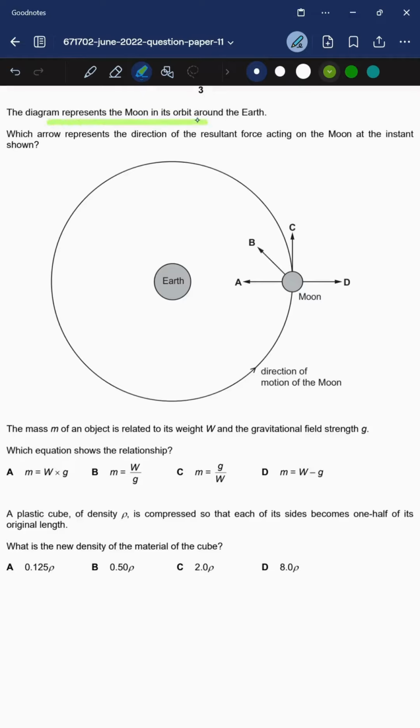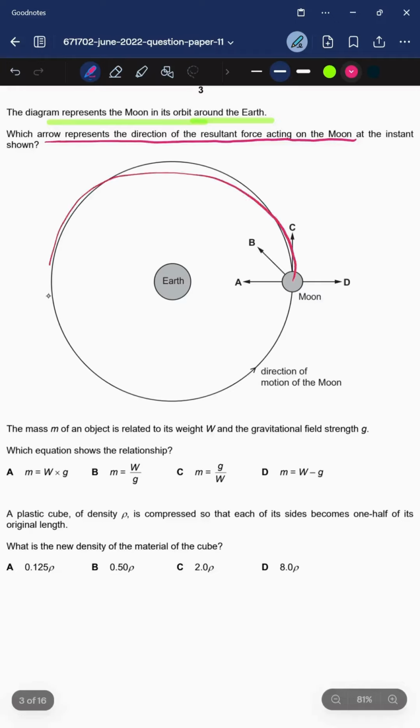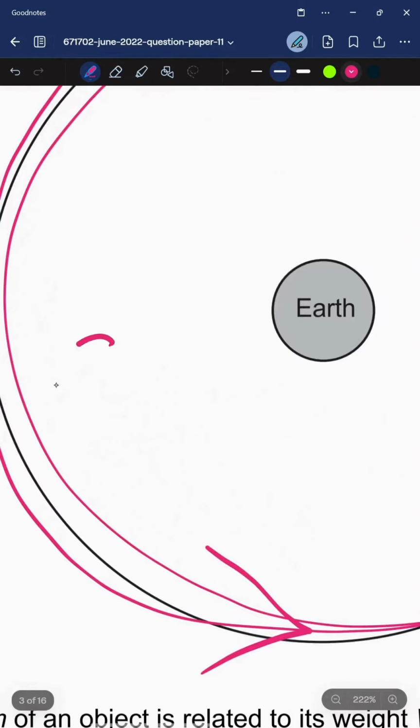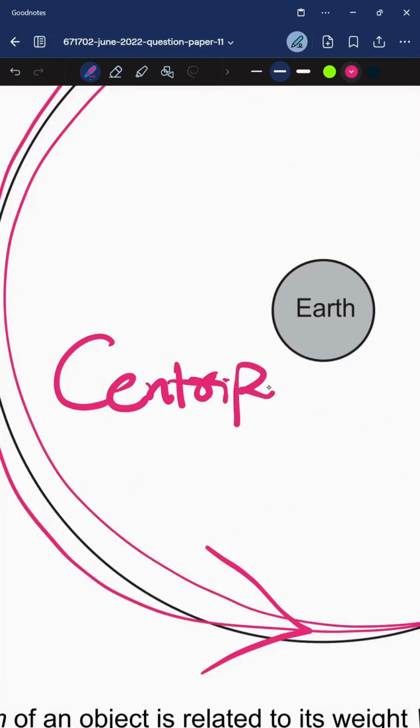The diagram represents the moon in its orbit around the Earth, and which arrow represents the direction of the resultant force acting on the moon? So the moon is in circular motion, all right? Circular motion around the Earth, right? And the most primary condition for an object to be in circular motion is, first of all, the centripetal force, right? The first thing is centripetal force.